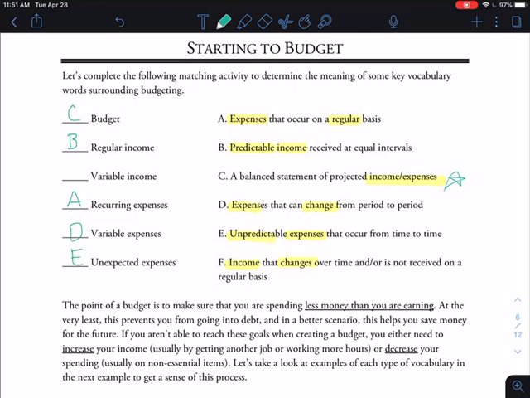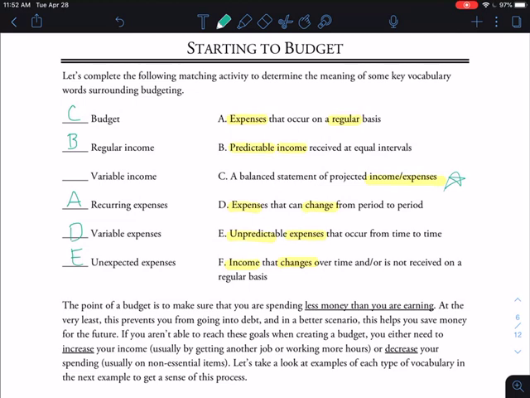And the reason we can match that up so confidently is because unpredictable and unexpected are kind of the same thing. And also because here's the other major keyword, from time to time, okay? So not all of the time, not regularly. Variable expenses are expenses that happen regularly, but just the amount will change, whereas unexpected expenses may not happen all the time.